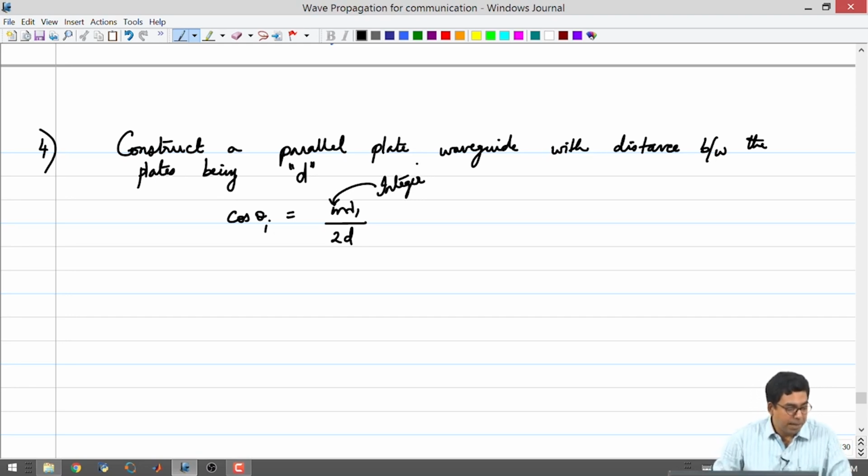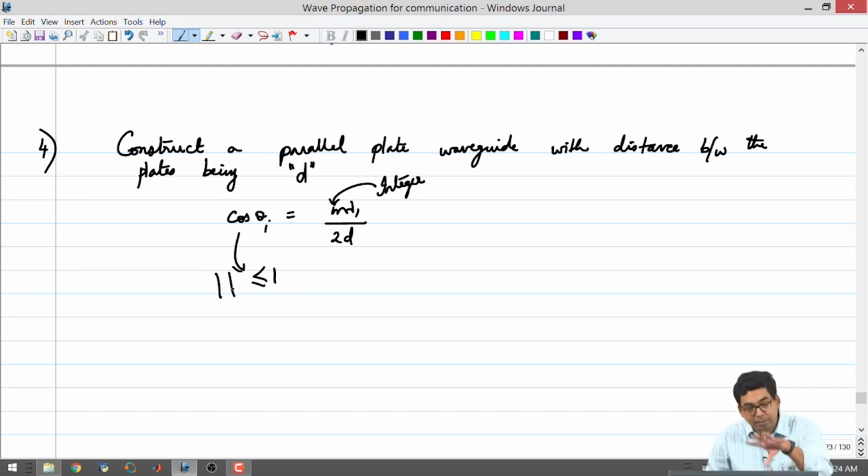Okay, m is an integer, and we know that cos theta I cannot be greater than 1. So this has to be less than or equal to 1, the magnitude at least. The absolute value has to be less than or equal to 1. So there are constraints in the way you launch the electromagnetic wave. You cannot take any parallel plate configuration and just say that you will launch the wave and you will get a very perfectly controlled delayed version on the other side. Looks like there is some constraint on the angle.